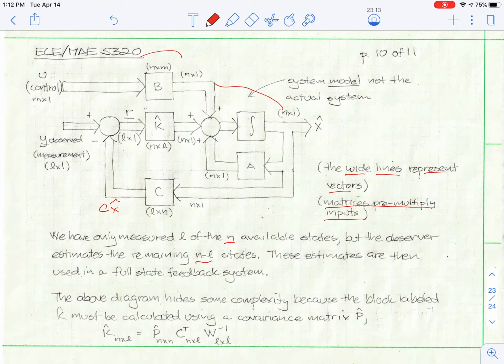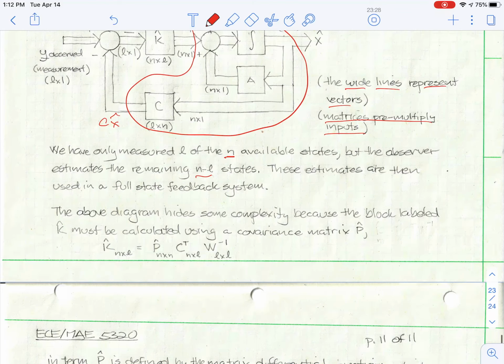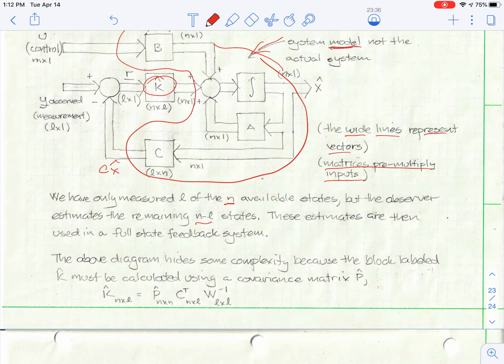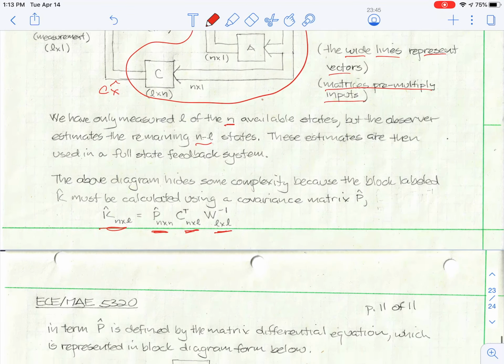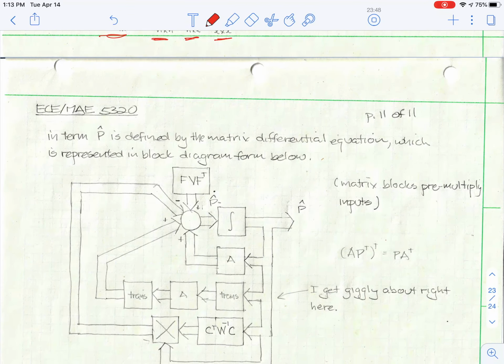Again, I want to emphasize this whole thing, the B, C, A right here, is a model. It is not the actual system, and that is critical for you to understand, because this is not something you tack onto the system and hope it'll work. You have to build a model of the system in order to use this. It hides some complexity, because this block labeled K hat has to be calculated, and K hat is from this. So these are matrix multiplications that I'm going to have to use.